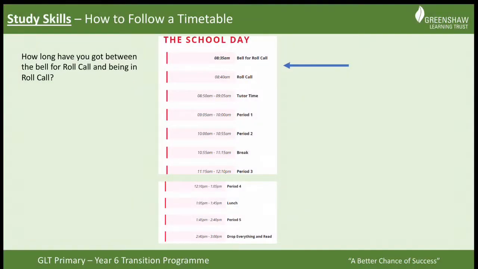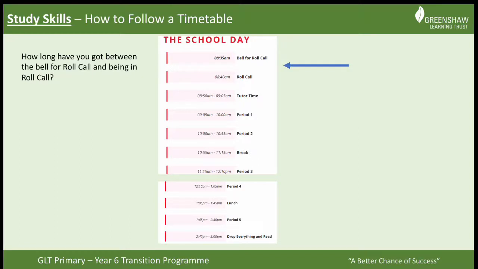The last question we're going to look at today when we're looking at our daily timetable is how long have you got between events and periods? So the question is, how long have you got between the bell and being in roll call? So the bell goes before roll call to tell you to get to the hall, wherever roll call is. How long have you got to get there? Can you see 8:35, the bell goes, and 8:40 is roll call, so that's 5 minutes.